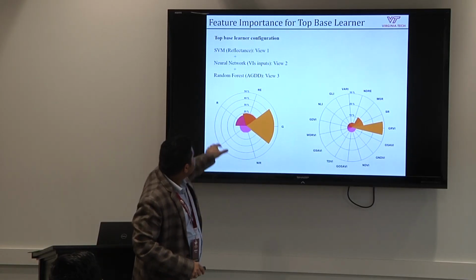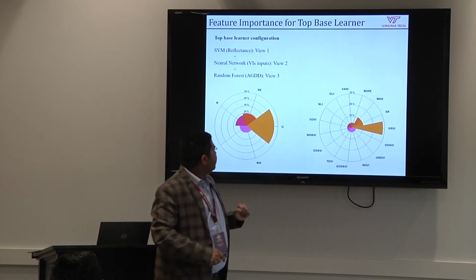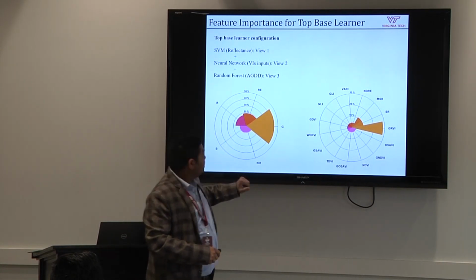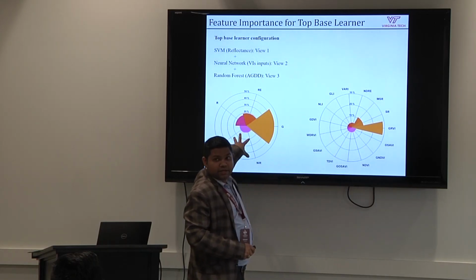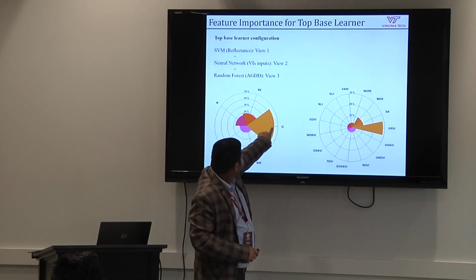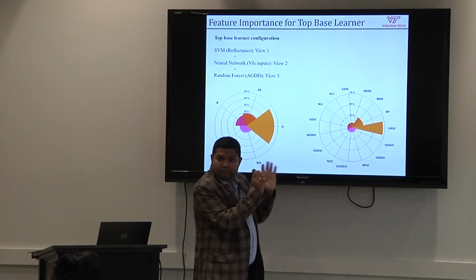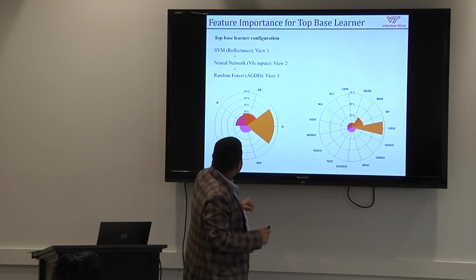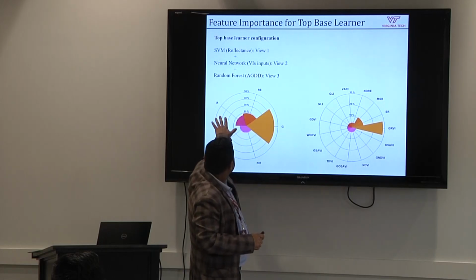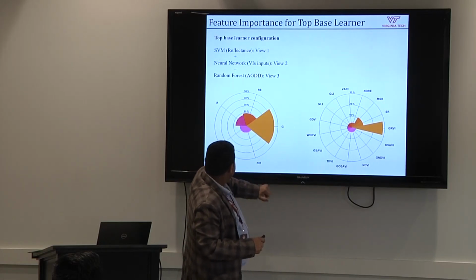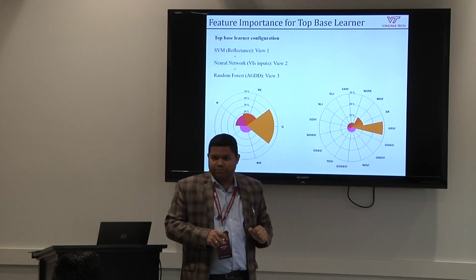Now this image shows the feature importance for different base learners. This is for the reflectance, and it shows that the green band had almost 45% of importance in that entire individual base learner model, followed by red edge, then red, and then blue and near infrared. So that's what the combination of importance was.